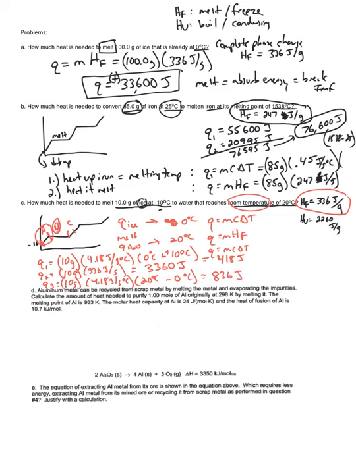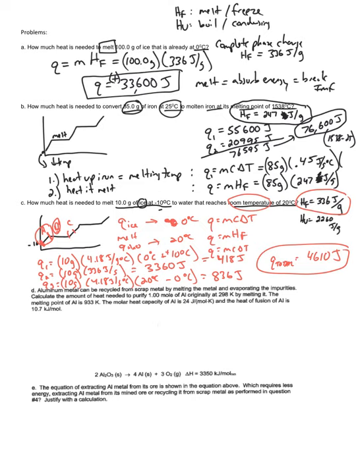Okay? So then, altogether, if I look at this problem and summate it all up, 418 plus 3,360 plus 836, we get a total amount of energy of 4,610 joules, rounding to 3 sig figs. All right, so that's how you do these problems.